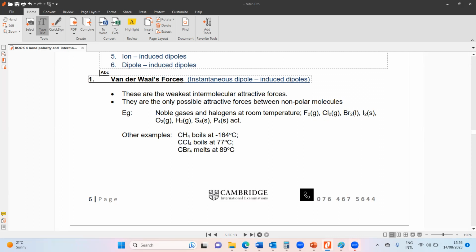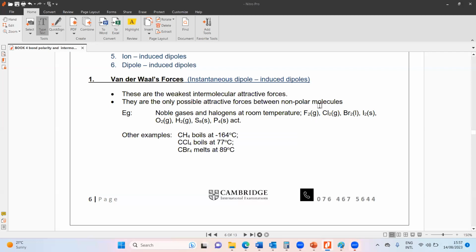Here you can see the note on van der Waals forces. In other words, instantaneous dipole, induced dipoles. You can see ID forces. The things we have discussed so far, first point: these van der Waals forces are the weakest intermolecular attractive forces. They are the only possible attractive forces between non-polar molecules.